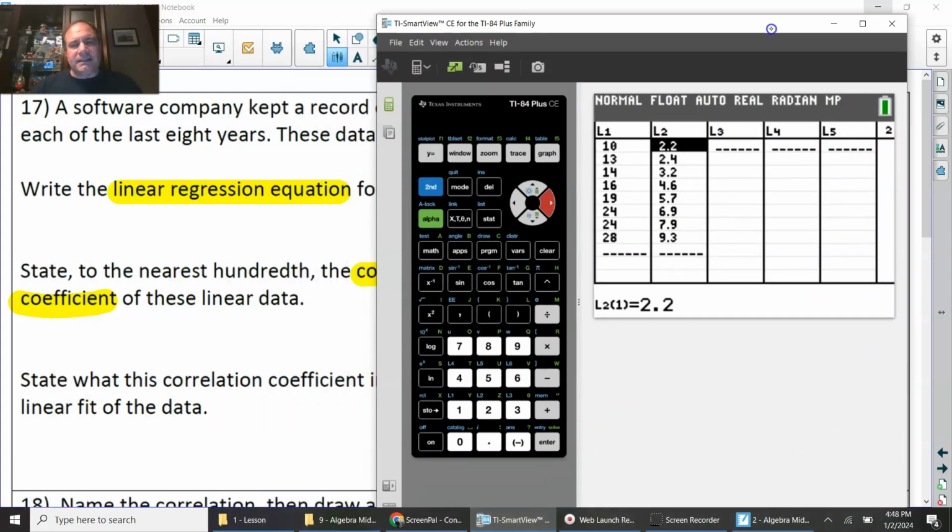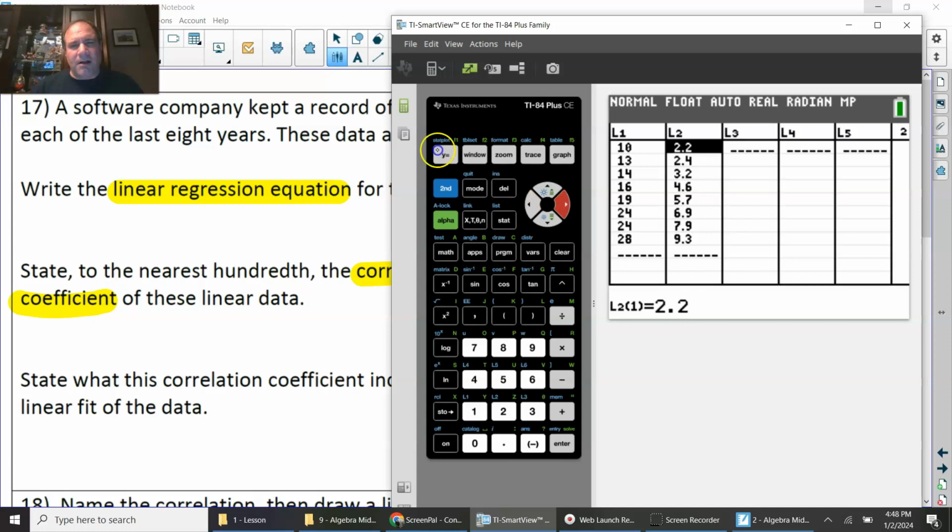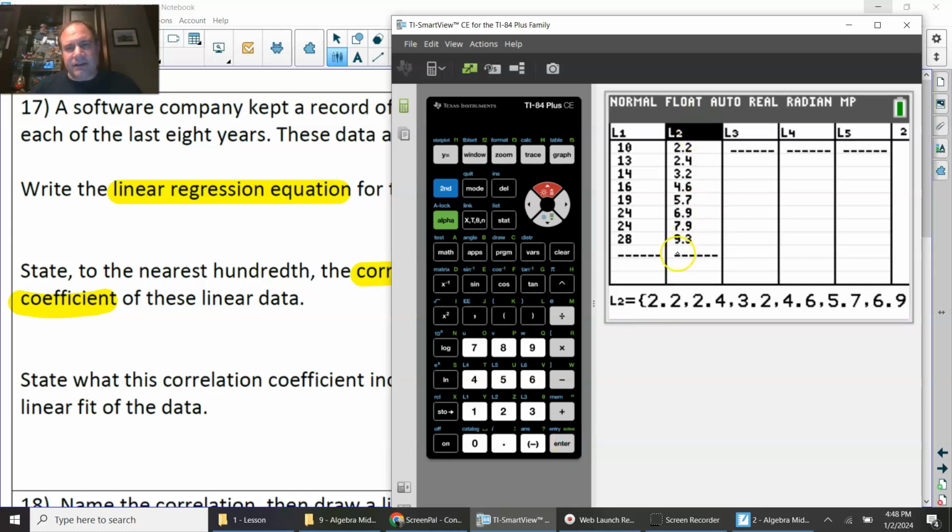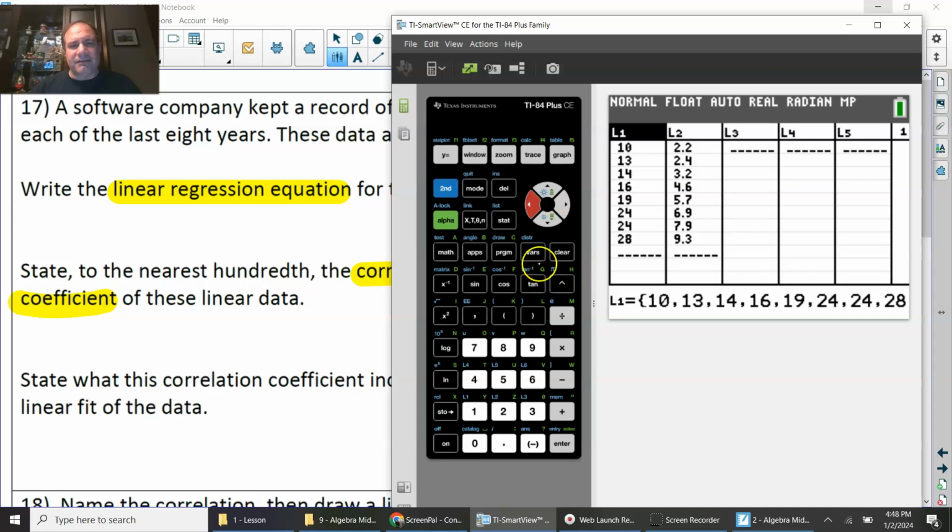To delete these, remember you go up to L1 to clear them, you press clear, and then you press enter. That'll clear this whole list all at once. If you press delete, that means the L1 is going to be gone. So don't press delete, press clear. All right, so I have all these numbers in.